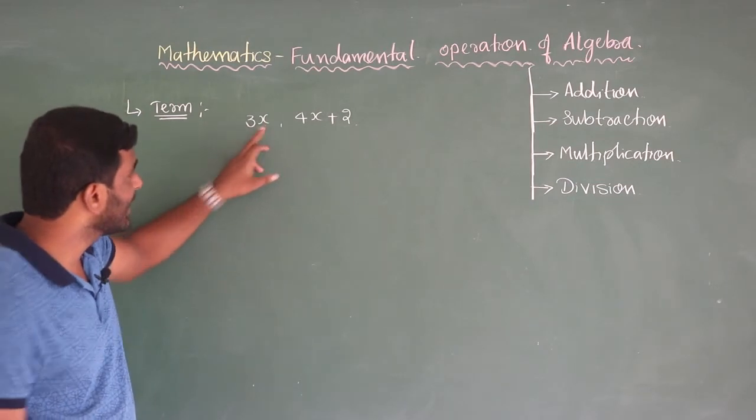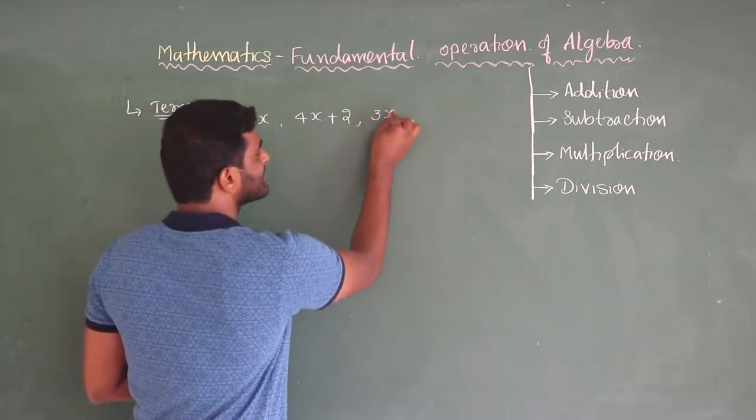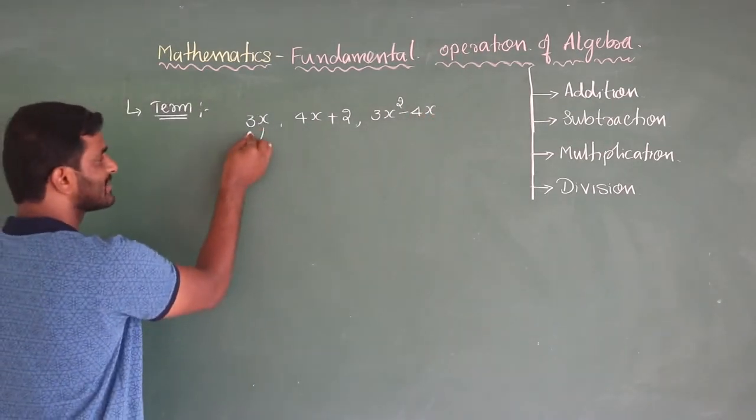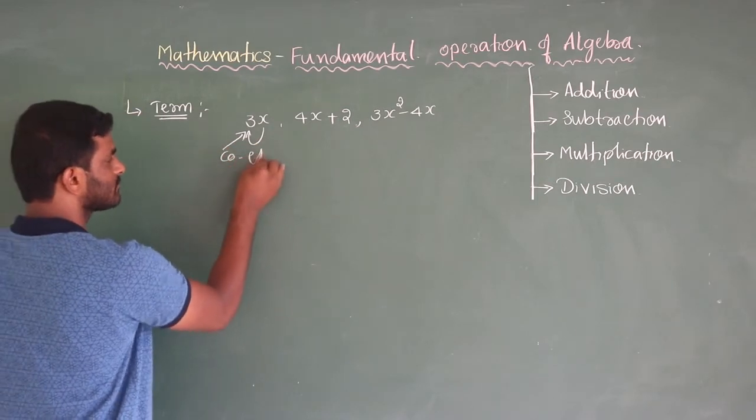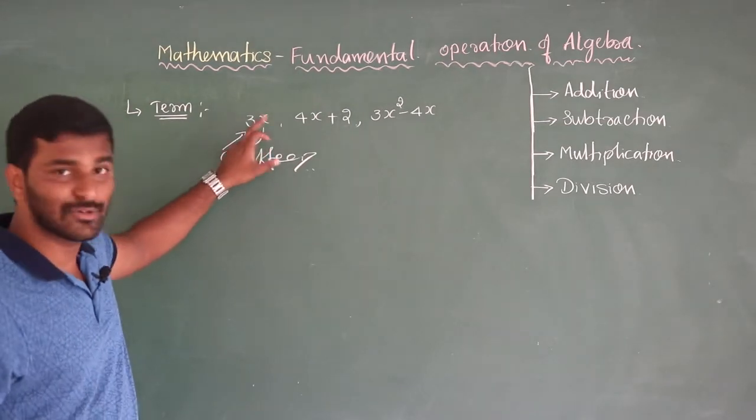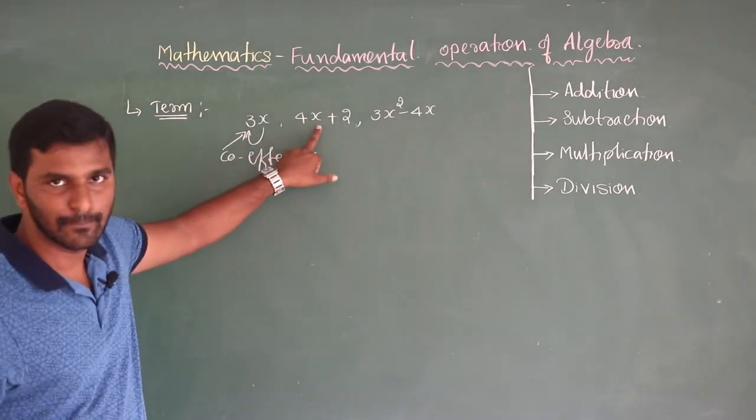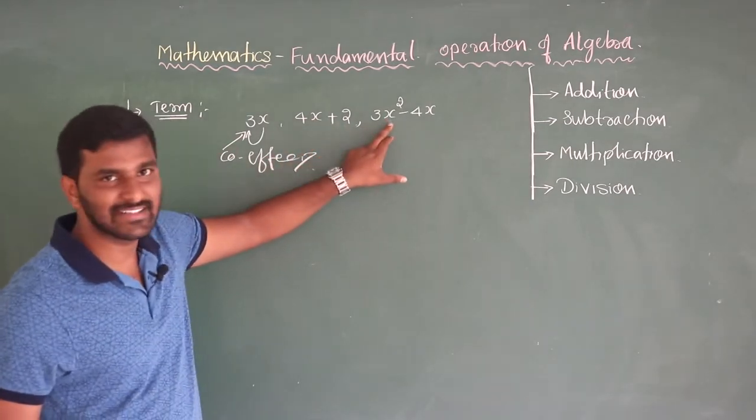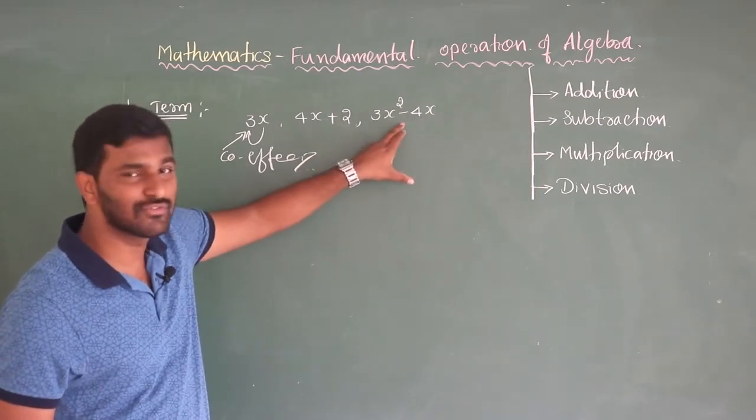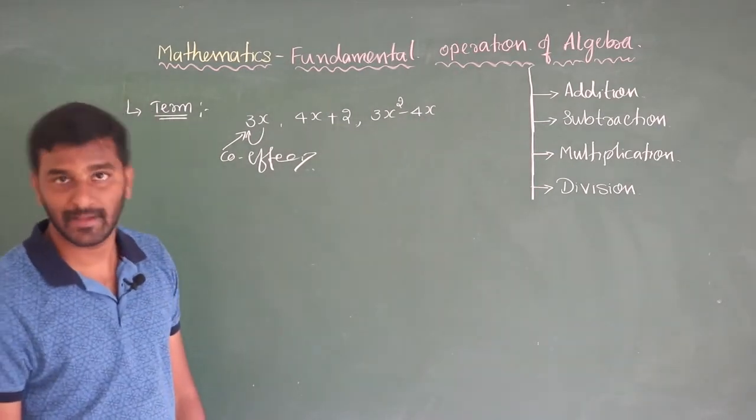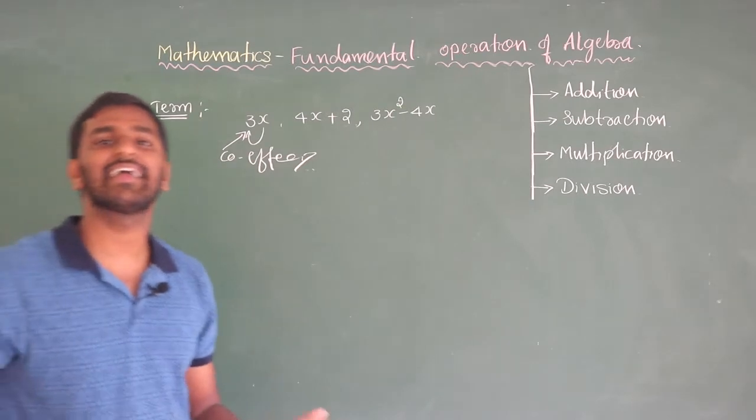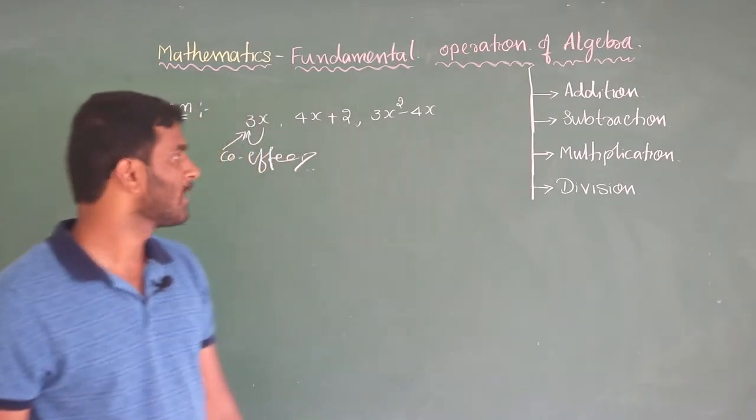Let me take one more example: 3x square minus 4x. So what is the coefficient? Here the coefficient of x square is 3. What is the coefficient of x? It is minus 4. Note this point. The coefficient of x is minus 4. Correct? So these are terms, and together we can say it is an expression.